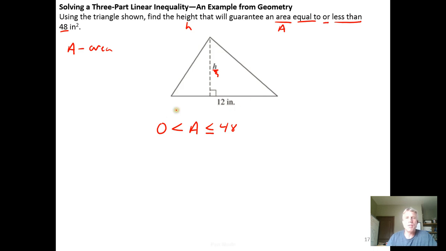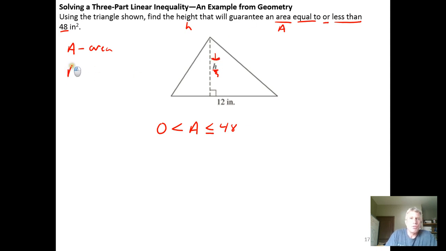And now I do have a three-part inequality. I have 0 is less than A is less than or equal to 48. I have three sections separated using two inequality symbols. Now what I need to do is recognize that I've got to come up with something that involves height.